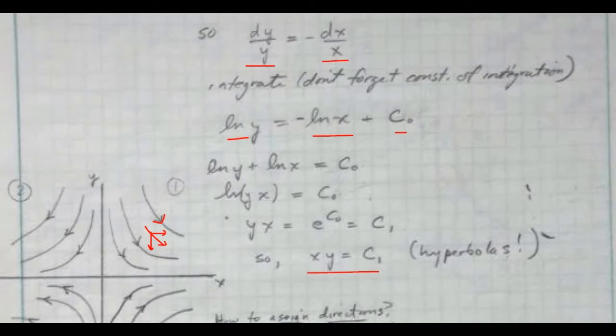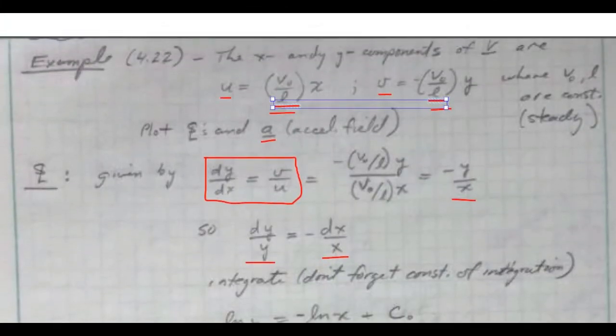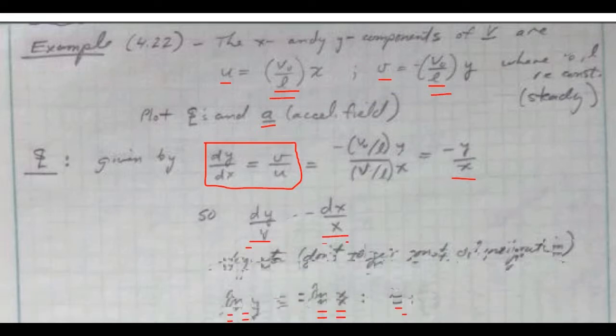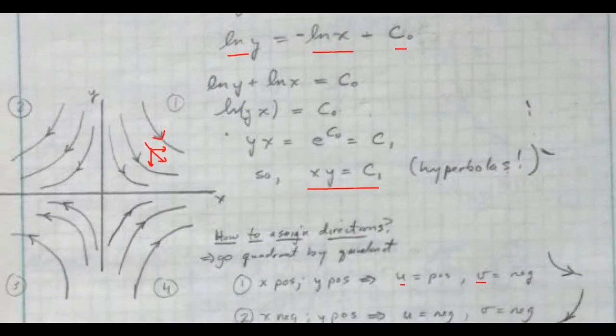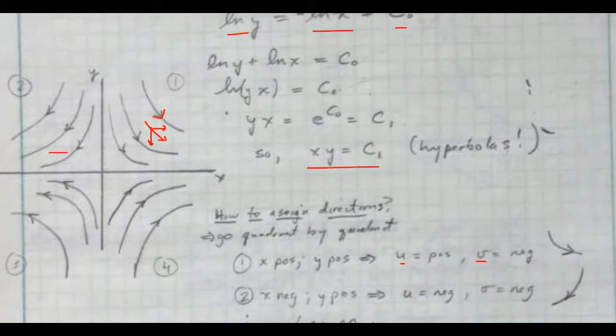Similarly, in the second quadrant, we put in a negative number for x. We'll get a negative number here. And if we put in a positive number for y, we'll get a negative number as well. So we have negative and negative. In this case, we have x going in the negative direction, and y going in the negative direction. So we have vectors that are going this way. So we could work our way around the quadrants doing these plug-ins, and we get the arrows that show the streamlines.